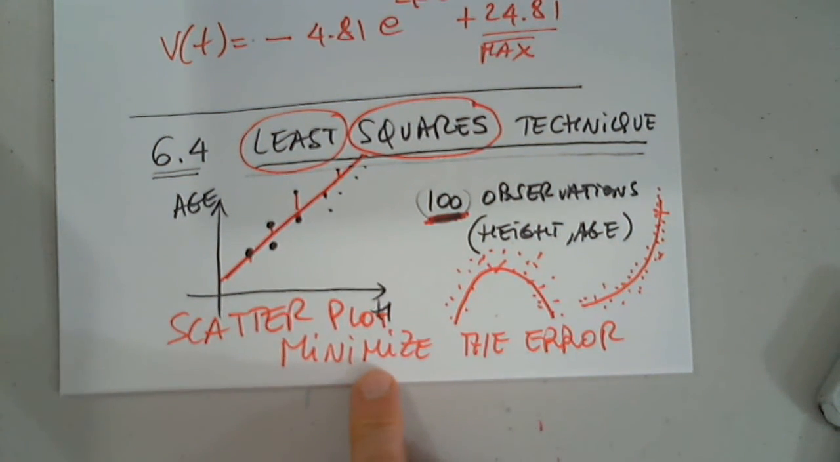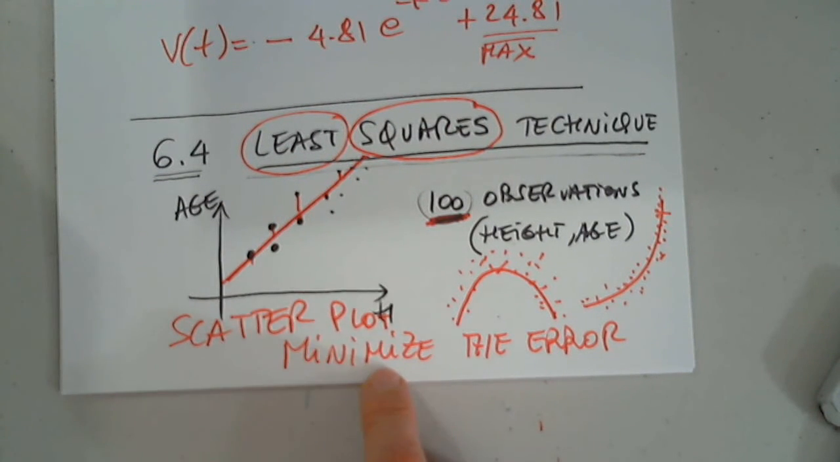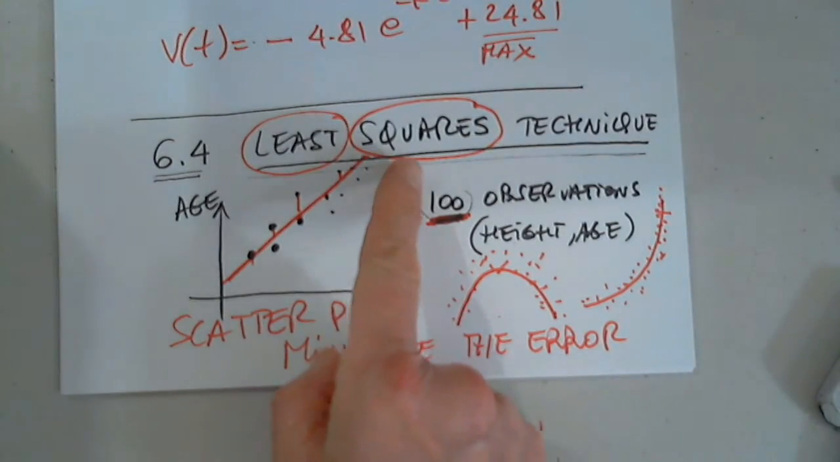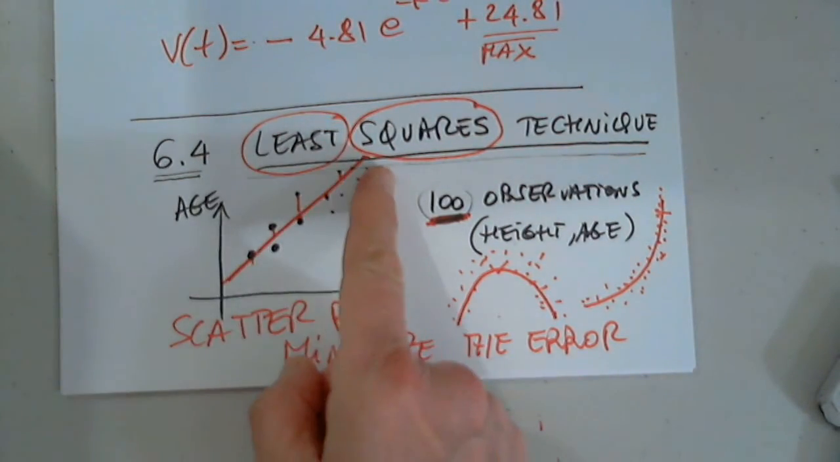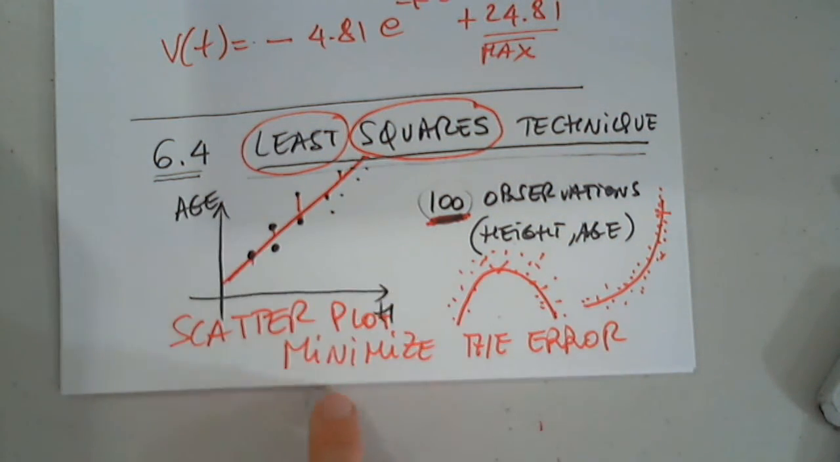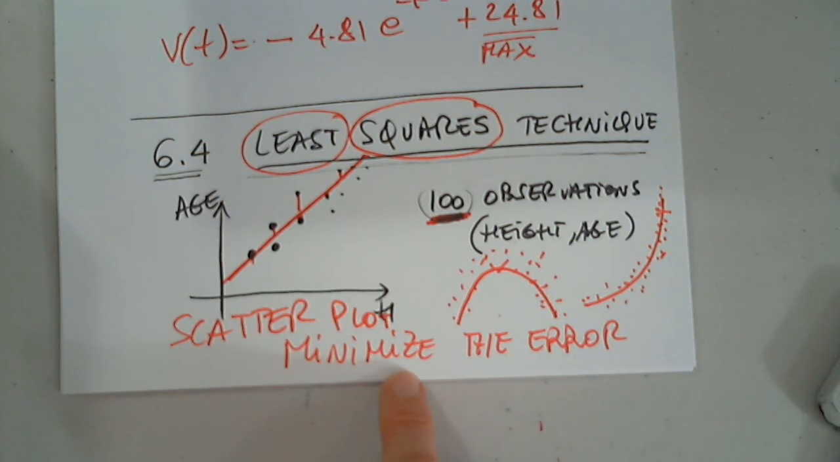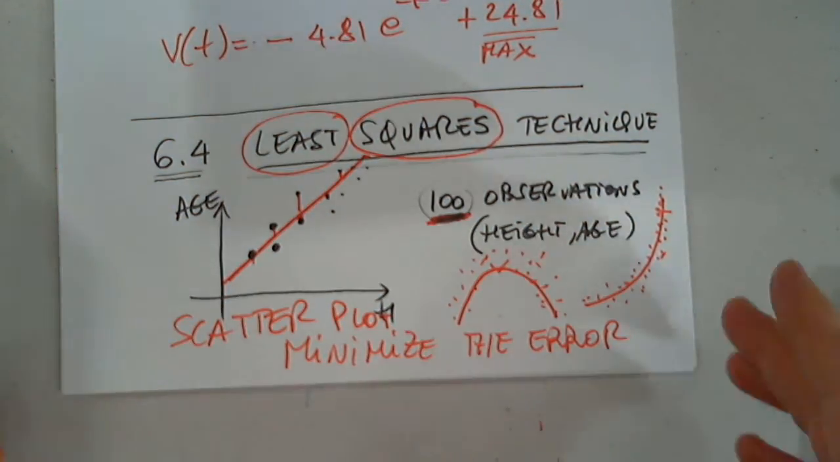How do we minimize it? With calculus. Finding the function, finding the derivative, and setting it equal to 0, to show that that is a minimum. That the squares of all the errors will create a function that has the minimum error. That's why 6.4 is in this course.